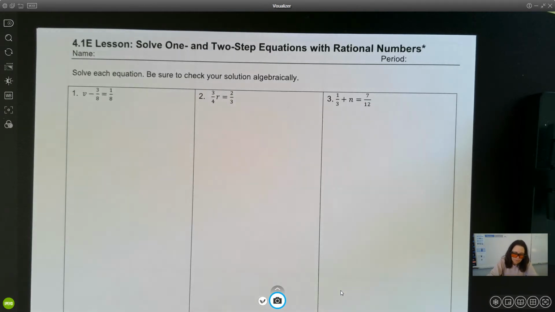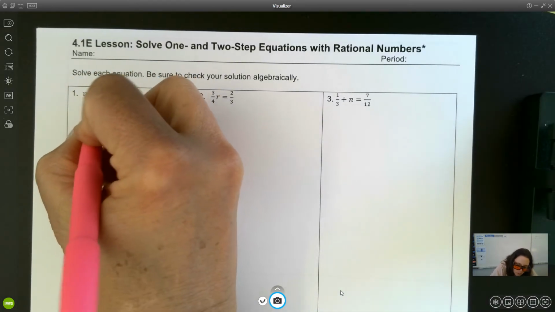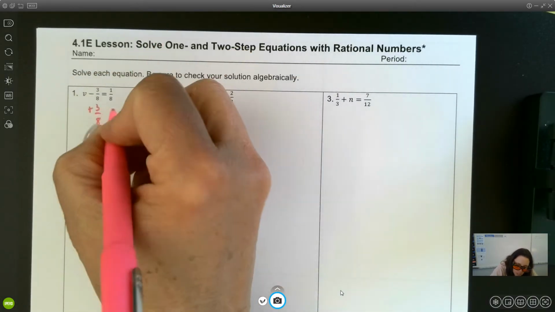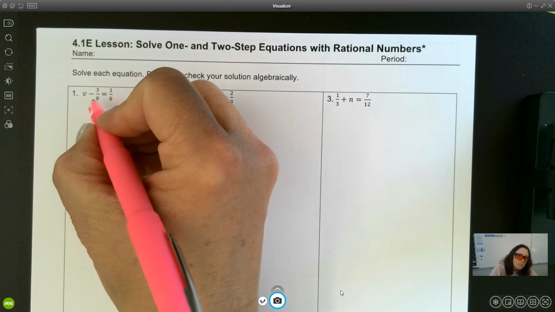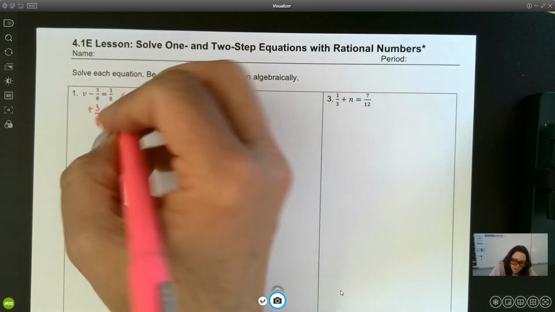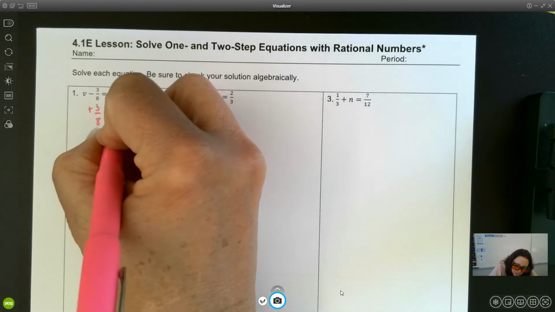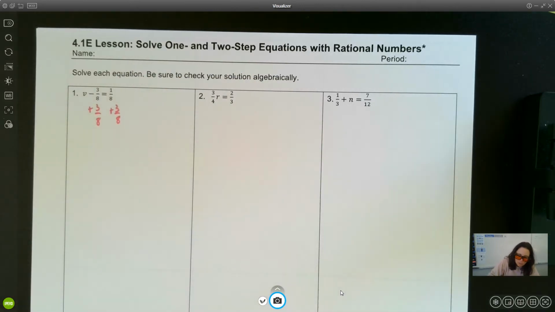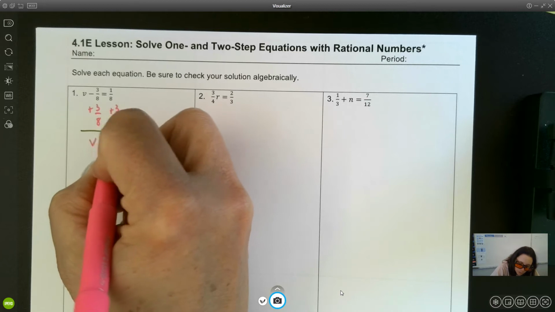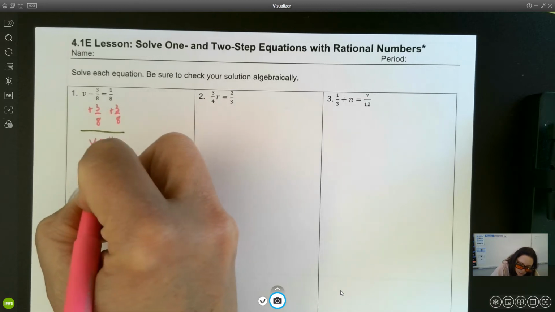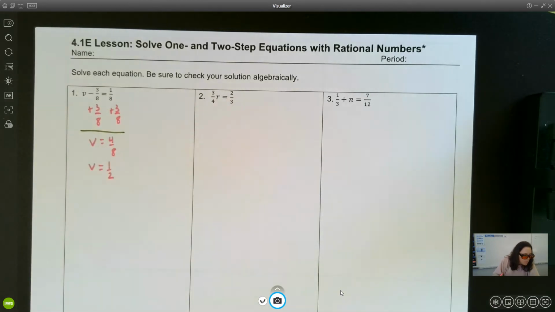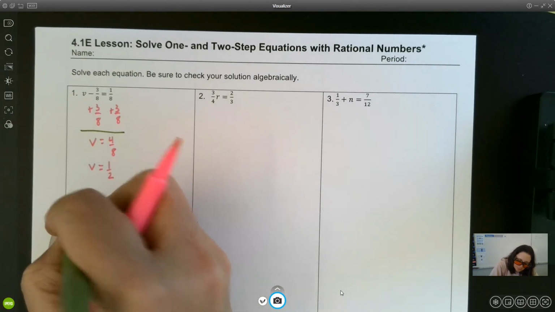All right, to solve for v, we need to get rid of this minus 3/8. Remember, the minus 3/8 is really a plus a negative 3/8. So if we add 3/8 to both sides, we would end up with v equal 4/8, which is 1/2. Always, always reduce.